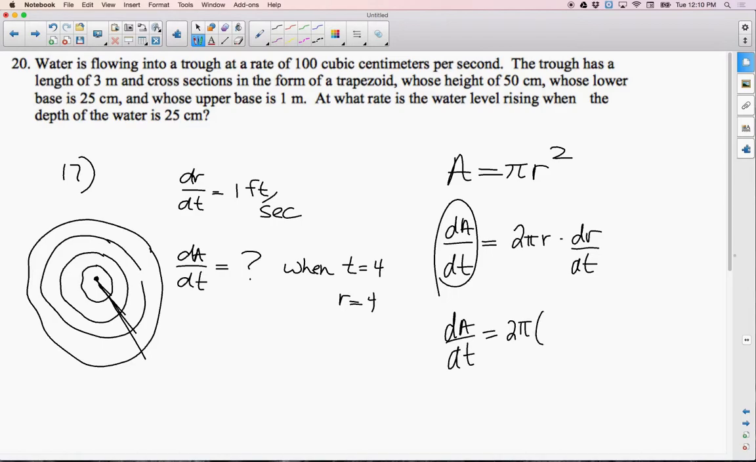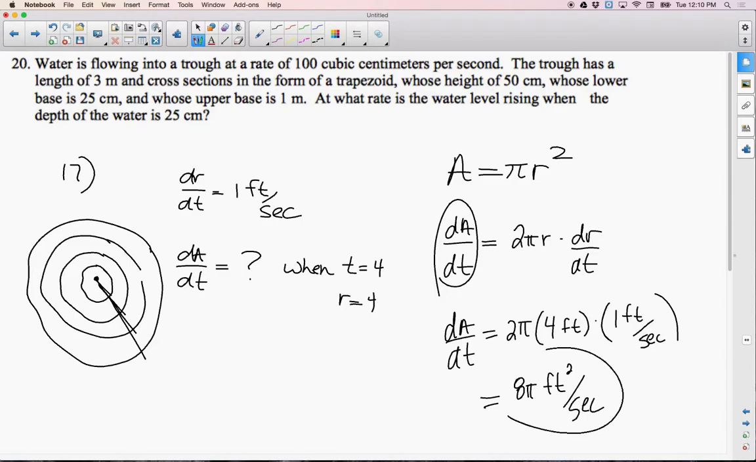All right, anyways, 4 feet times dr/dt, which is 1 foot per second, is going to give us, by the way, feet squared per second, right? So we're going to end up with 8 pi feet squared per second. How many of you got that one? Really, legitimately, you got that one on your own. Okay, not bad. How many of you see what you did?